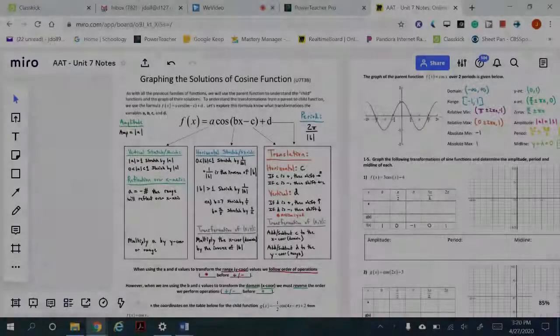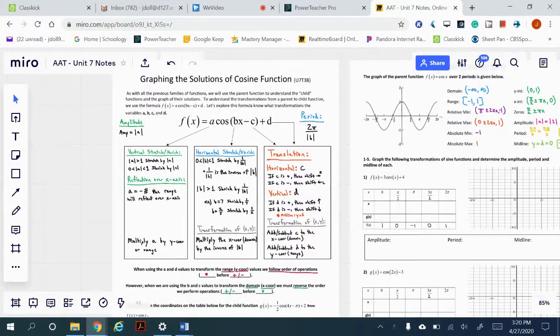All right, guys, here we are at the last set of notes for the entire school year. We're going to dig into the cosine function family, which you're going to see has a ton of similarities to the sine function. If you do what you're doing with the sine function, it's going to be really, really easy for cosine, because the only difference between sine and cosine is that the starting values of the parent function are shifted slightly.